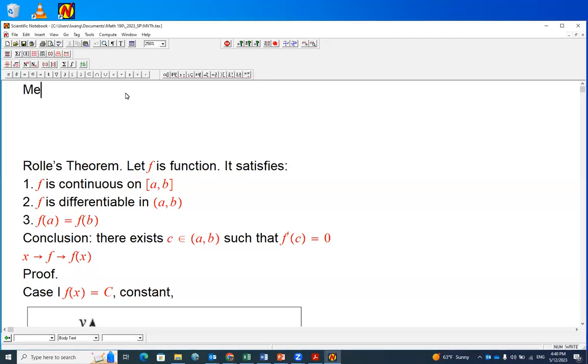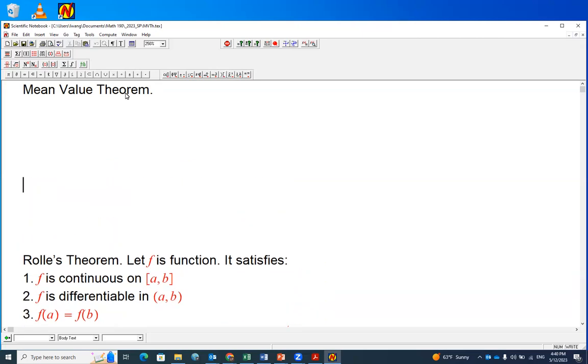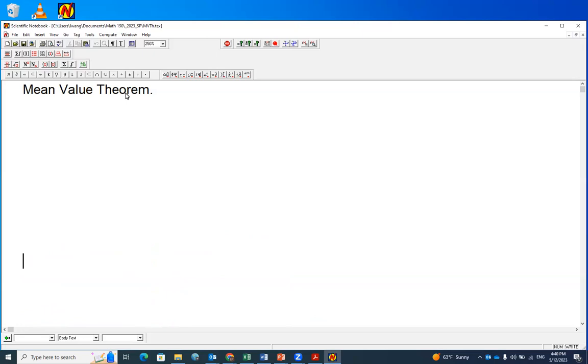Hello, in this recording, we're going to talk about the mean value theorem. First of all, we have the statement of the theorem, and then we're going to talk about the proof. So let's move down to the theorem. The mean value theorem has two premises. First of all, of course, f is a function.